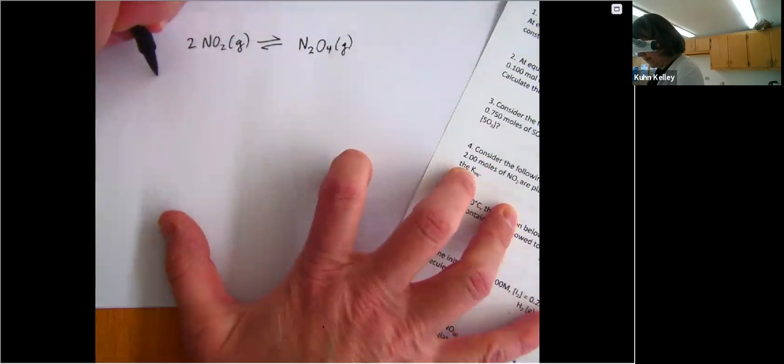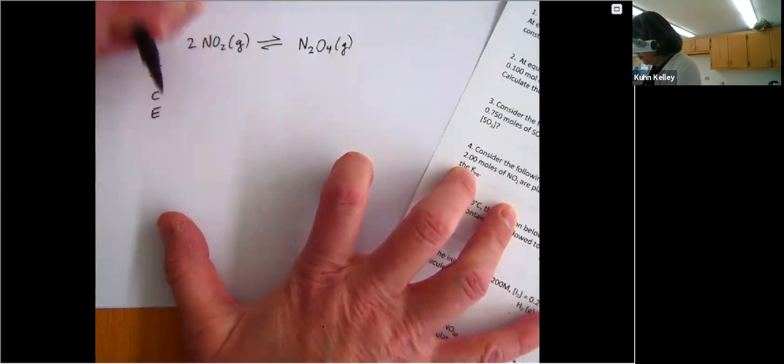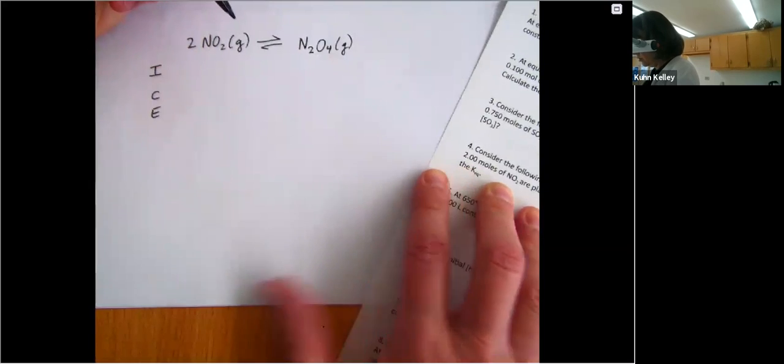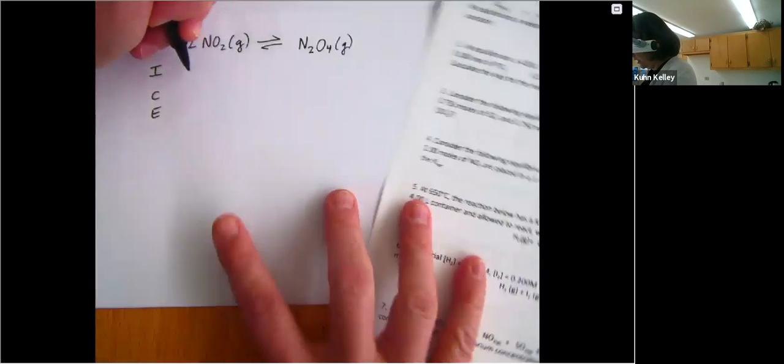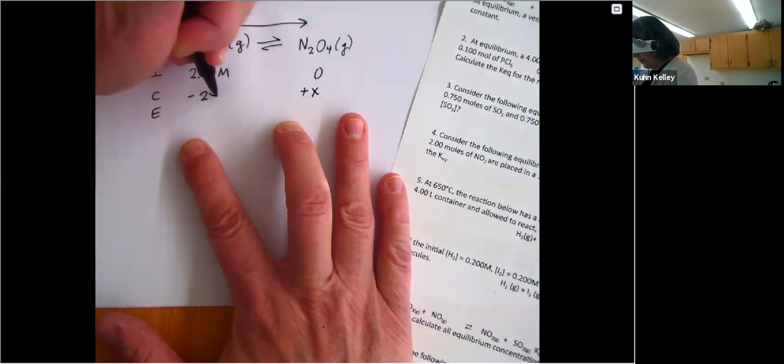I'm going to set up an ICE table. We know that initially 2 moles of NO2 per liter are placed into the flask. That's super handy. I don't have to do any extra math for my molarity because 2 divided by 1 will just still be 2. So we start out with 2 molar of this and none of this. So we know the equilibrium is going to shift this way. So we know that this one will gain X and this one will lose 2X. Remember, you have to take that into account.